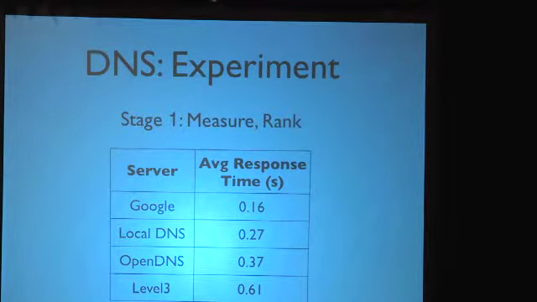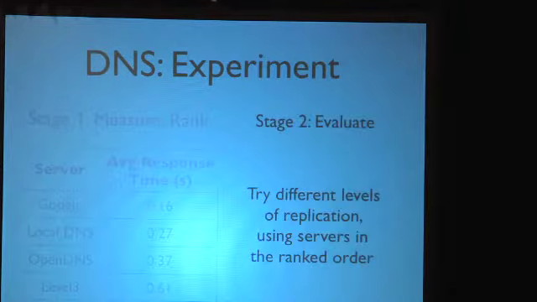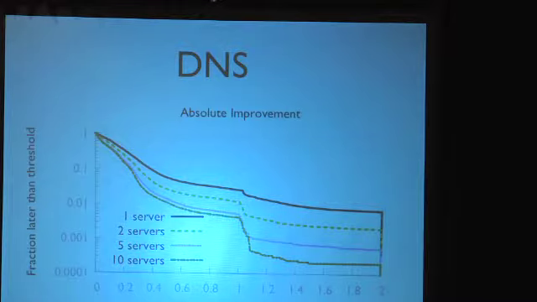And then in stage 2, we tested different levels of replication. If we had 4 DNS servers, we would send 1, 2, 3, or 4 copies of every query. And when sending these queries, they would go to the servers in the ranked order. So when sending k copies of a query, they would go to the k best DNS servers. That is the first k entries on that list. We ran this on PlanetLab with 20 PlanetLab nodes and a list of 10 DNS servers at each node. And this is what we found.